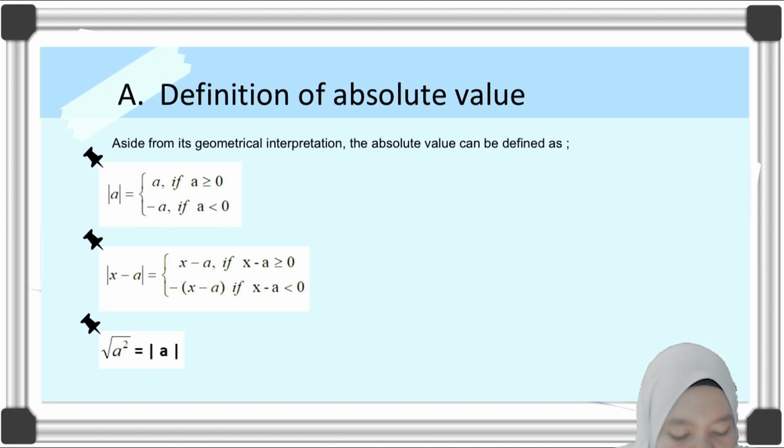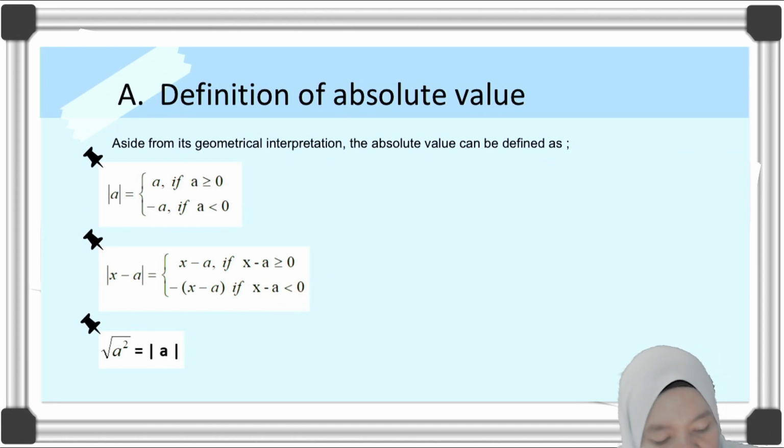Right, so now the second definition is absolute value of x minus a is equals to x minus a if x minus a is greater than or equals to 0, and also equals to negative (x minus a). Right, kita just ambil je apa value sini, kita bracketkan dan letak negatif kat depan. Negative (x minus a) if x minus a is less than 0.